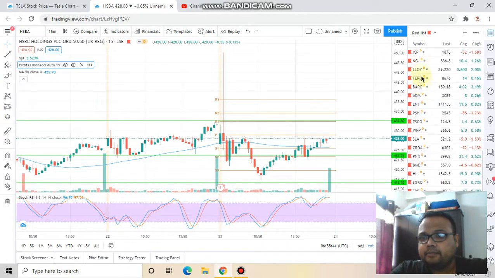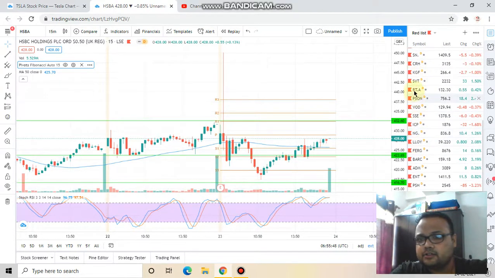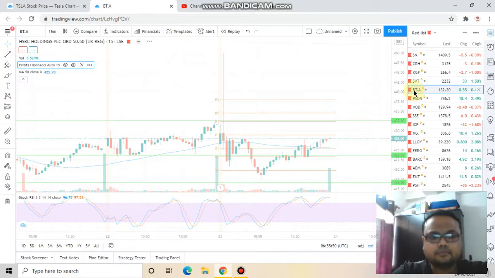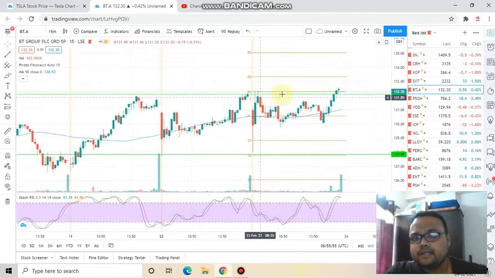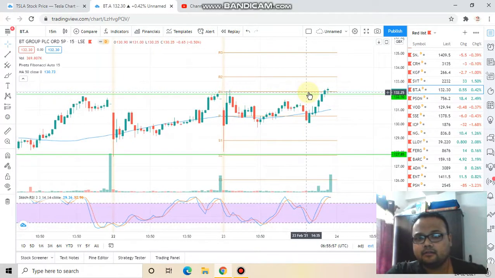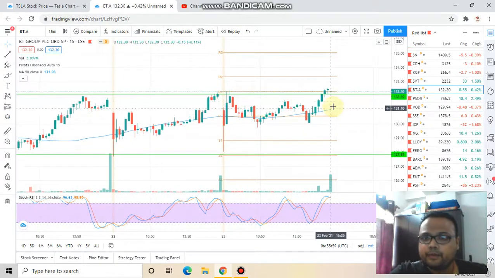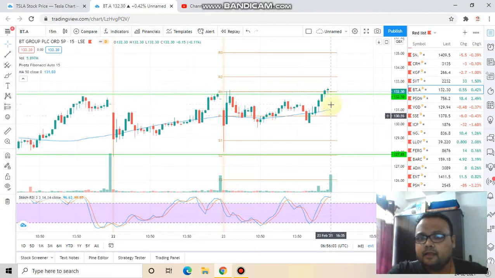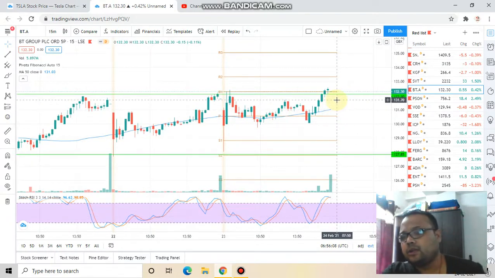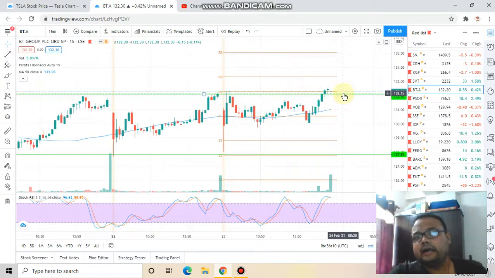The next stock is BT. Where is BT? Right now, BT is trading at the resistance level. So if BT opens here, just see how BT reacts. If BT opens at 131 or below 132 level and hits the level and comes down, then you can short it for this target.